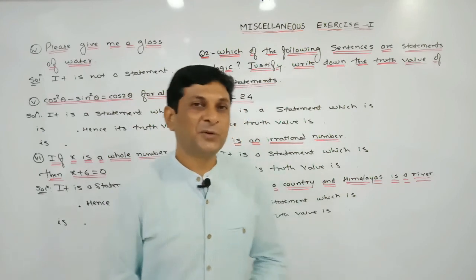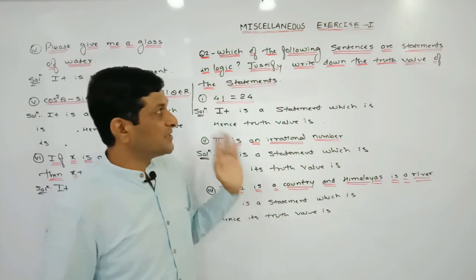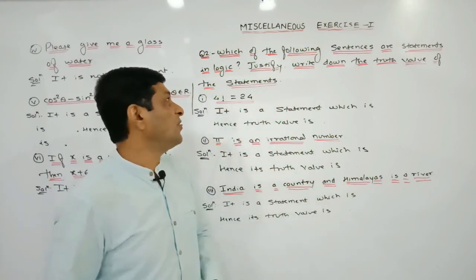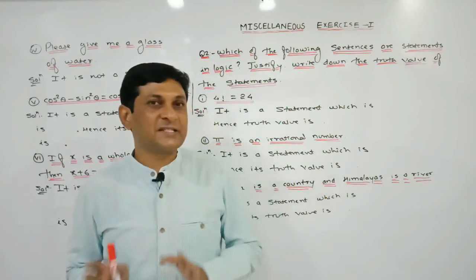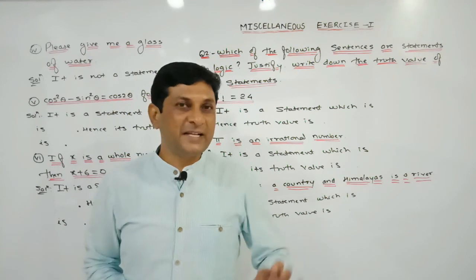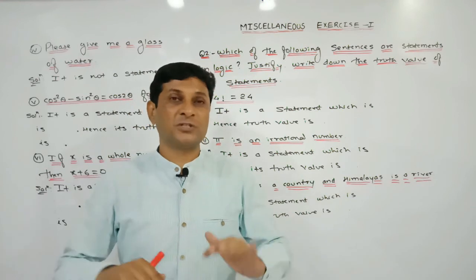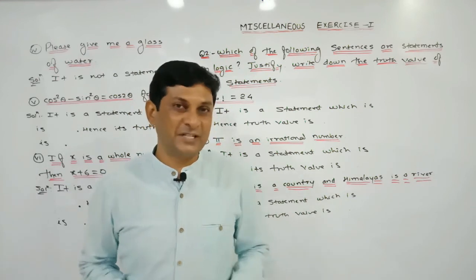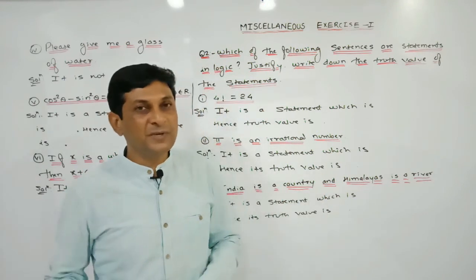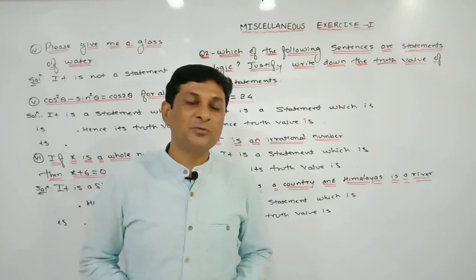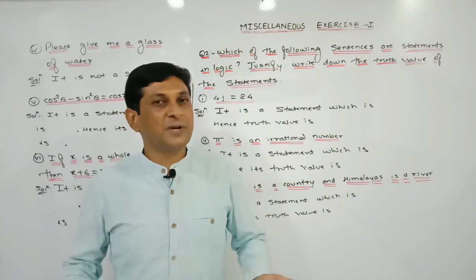Now see in question number 2, what is the question? Which of the following sentences are statements in logic? Justify and write down the truth value of the statement. Here two parts are there. First we have to check whether the given sentence is a statement or not. We can say that the sentence is a statement if we are able to identify it is true or false, but both true and false should not hold simultaneously. If we are able to check that it is true or false, then and only then can we say that it is a statement. We should identify the truth value, either true or false. And in the case of a statement we have to write down that truth value.